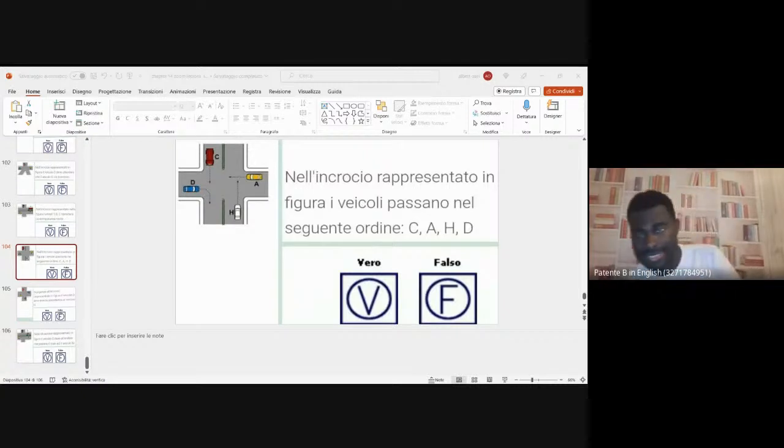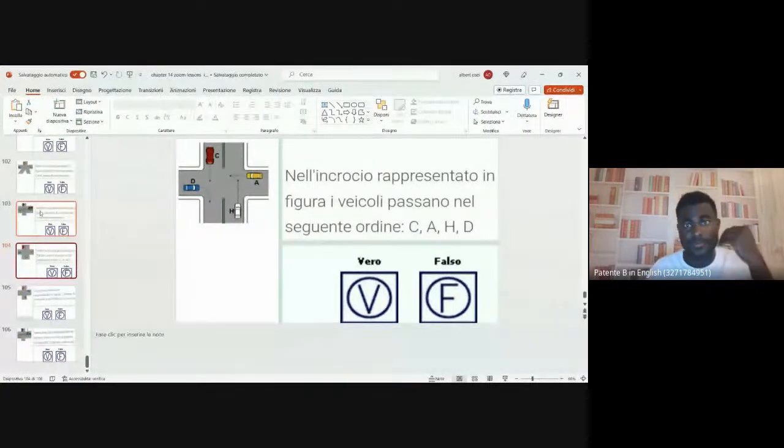And the answer to this question is false. No. The first vehicle to go is D. C will follow, A will follow, and H will be the last vehicle to go. Very good, very good, very good.